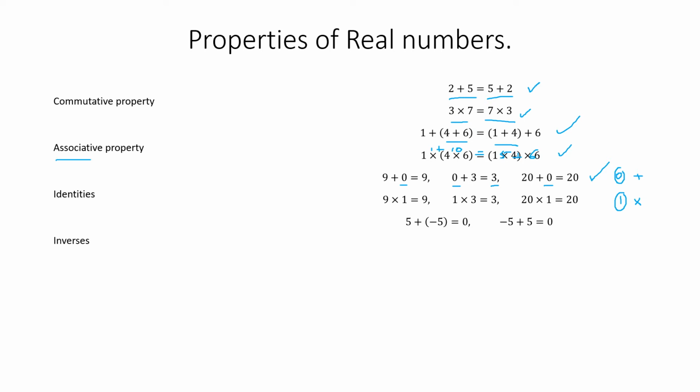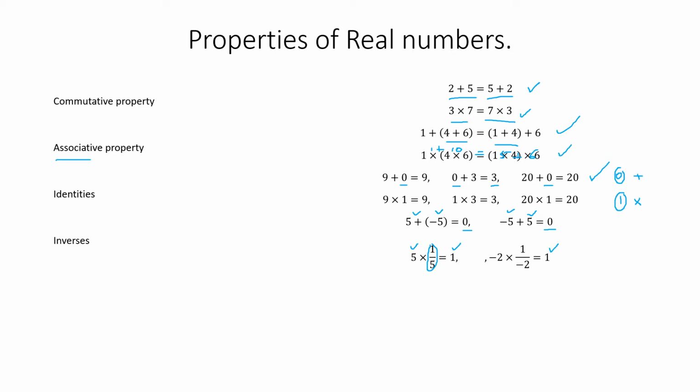Inverses. When we add two numbers and the result comes 0, we call them additive inverses. So 5 plus minus 5 or minus 5 plus 5, they are additive inverses of each other. Similarly, we have multiplicative inverses as well. Look, if we multiply 5 by 1 by 5, we get 1. Similarly, minus 2 multiplied by 1 by minus 2 and we get 1.